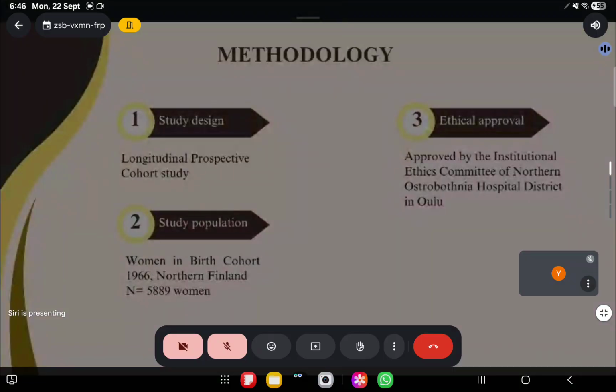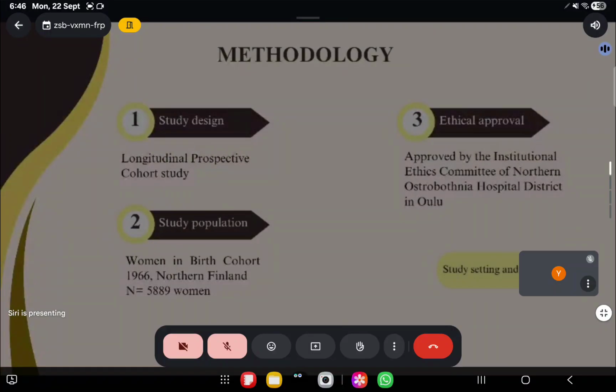Coming to the methodology, the study adopted a longitudinal prospective cohort design, and the population was derived from the birth cohort of 1966 in northern Finland. It was a large prospective cohort containing 12,231 individuals, of which 5,809 were women. The study received its ethical approval from the Institutional Ethics Committee of Northern Ostrobothnia Hospital in the district of Oulu, and the study was conducted in accordance with the Declaration of Helsinki.